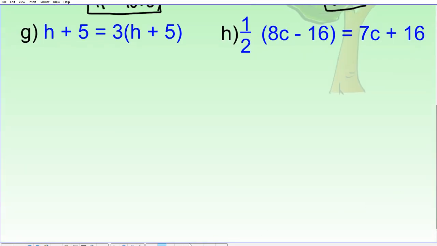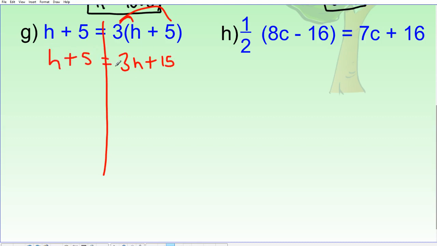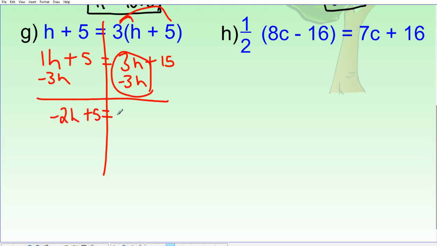Letter G. I can distribute here. If I distribute the 3 times the h and the 3 times the 5, I start by getting a 3h plus 15. I cannot combine anything on either side, so I'm going to now get rid of my variable on the right. So I subtract 3h on both sides. These guys cancel. On the left side, 1h minus 3h's: 1 minus 3 is negative 2h. This 15 is positive, so he comes down positive.